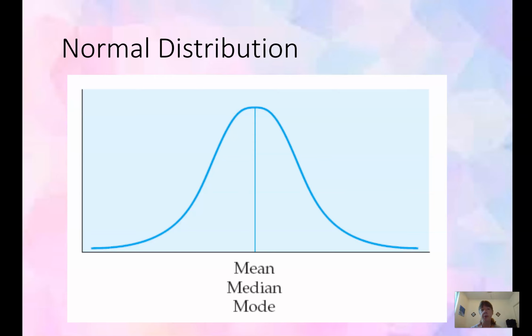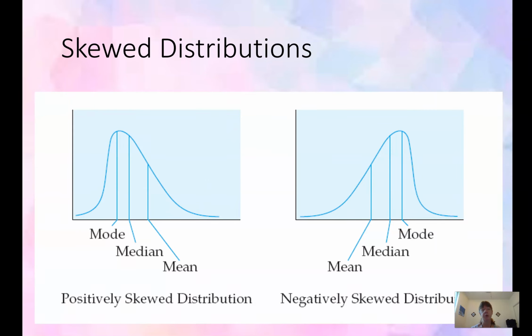But another type of distribution that's not as common but still pretty common is a skewed distribution. Here's 2 different skewed distributions. It can be either positively skewed or negatively skewed. A skewed distribution is like a distribution where you had a normal distribution and then you took one tail and kind of pulled it out.